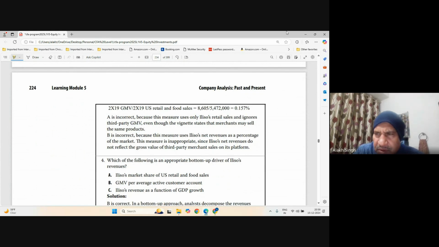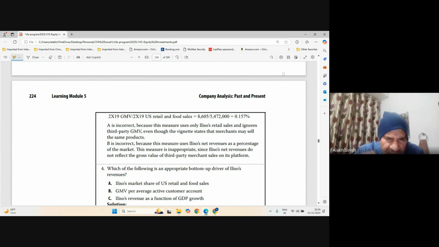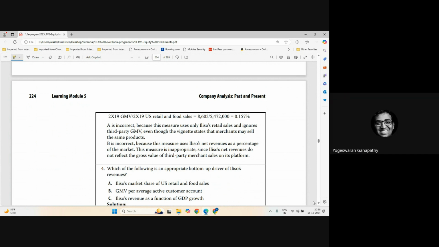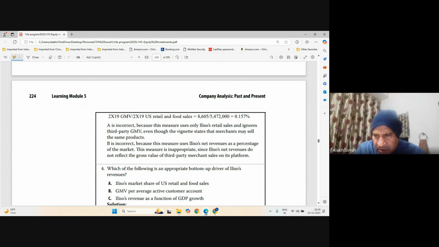Let me see what the conceptual question is. Please read question number 4. Which of the following is an appropriate bottom-up driver of Eliso's revenues? Eliso's market share of US retail and food sales, GMV per average active customer account, or Eliso's revenue as a function of GDP growth. Sir, B, because the others are top down. Yes, B is the only one.